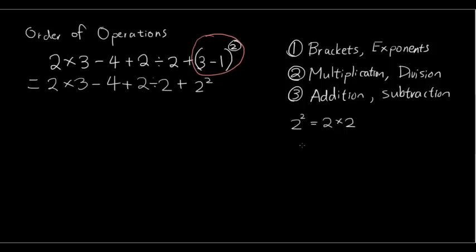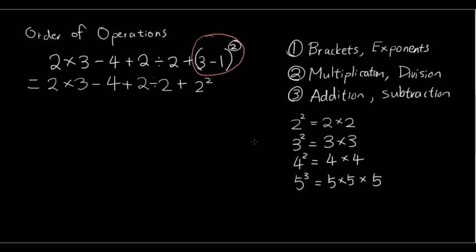Okay, in fact, I'll give you a couple more examples. If you have something like 3 to the power of 2, that means 3 by 3. 4 to the power of 2 means 4 by 4. And if you have something like 5 to the power of 3, that means 5 times 5 times 5.